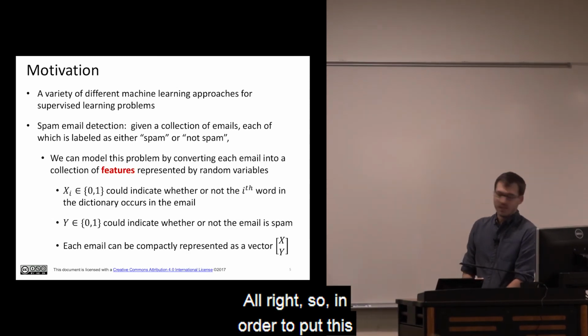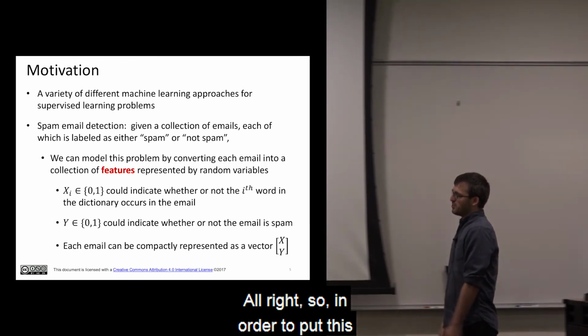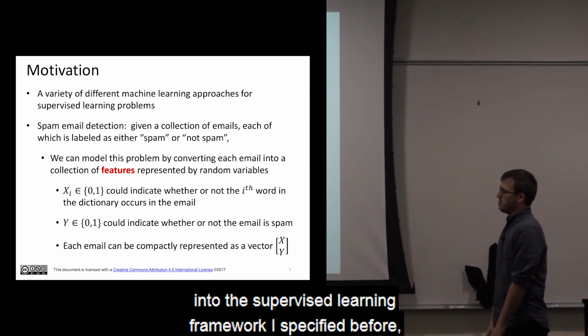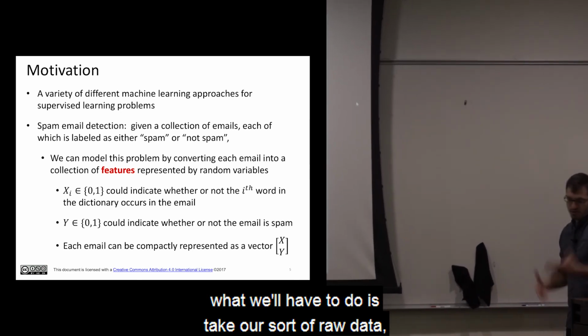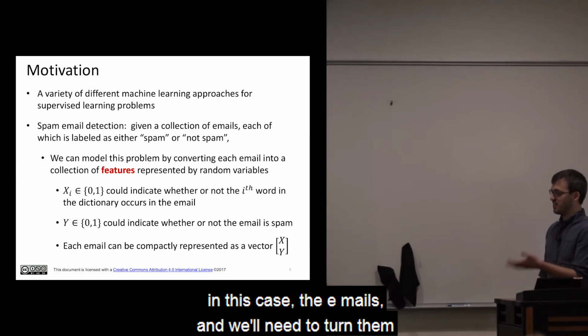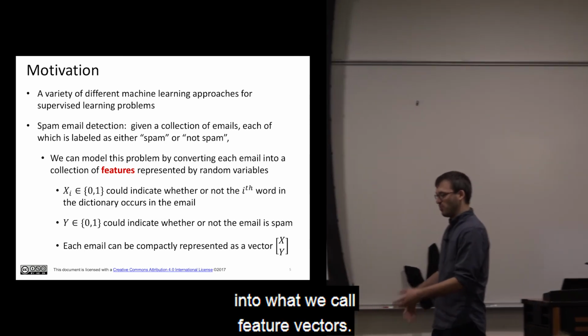In order to put this into the supervised learning framework I specified before, what we'll have to do is take our raw data, in this case the emails, and turn them into what we call feature vectors.